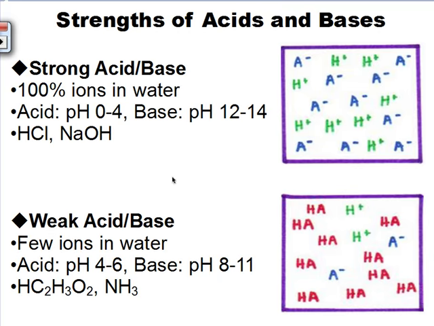For a weak acid or base, you're not going to have 100% of ions dissolve. You're only going to have a few ions come out in the water. So just like this picture shows, we have our acid, and then we have a couple of hydrogen ions dissociated into it. Not all of them have dissociated yet. For an acid, a weak acid would be a pH of 4 to 6. A weak base would be a pH of 8 to 11.